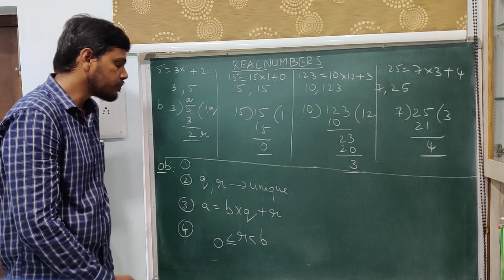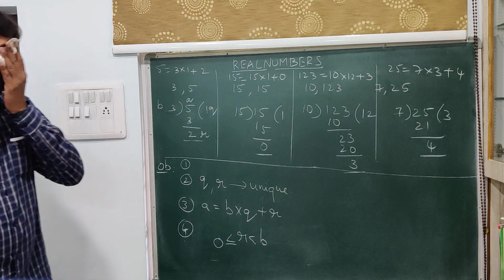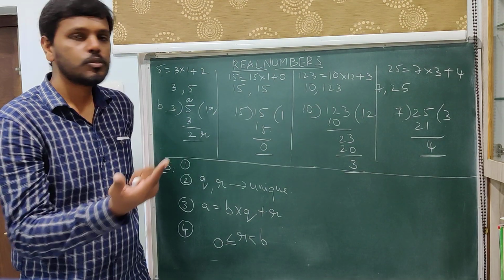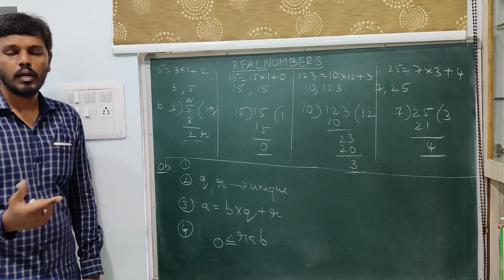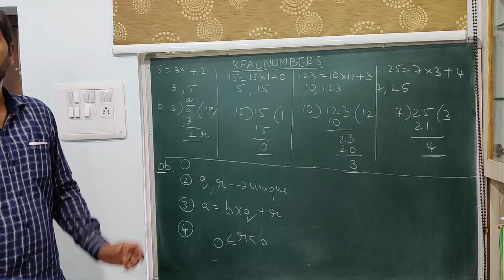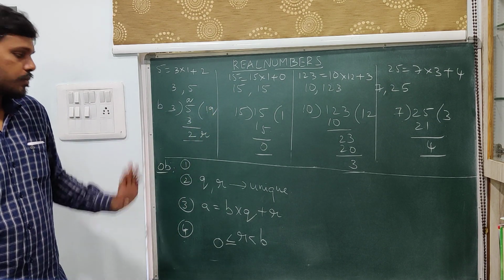I repeat it again. The first observation is, whenever you have two positive integers, we choose the biggest out of the two and divide the biggest by the smallest, and when they are equal, we don't have such a case. That is the first observation.